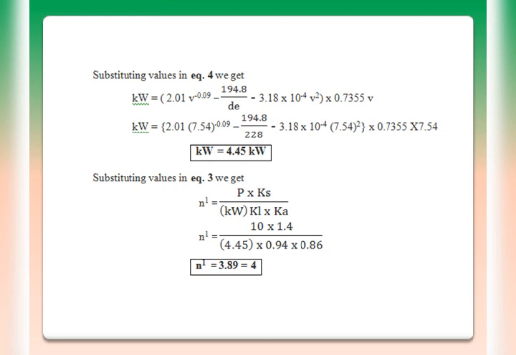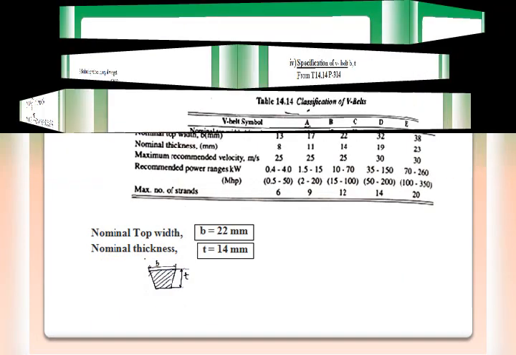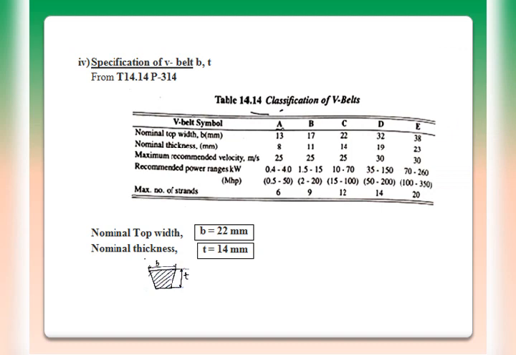Now we are supposed to substitute this in equation number 3 to get how many belts are required. N dash is equal to P into Ks divided by Kw into K suffix L into K suffix A. Now N dash is equal to 10 into 1.4 divided by 4.45 into 0.94 into 0.86. Therefore, the number of belts N dash we are getting is 3.89, or that is equal to 4.